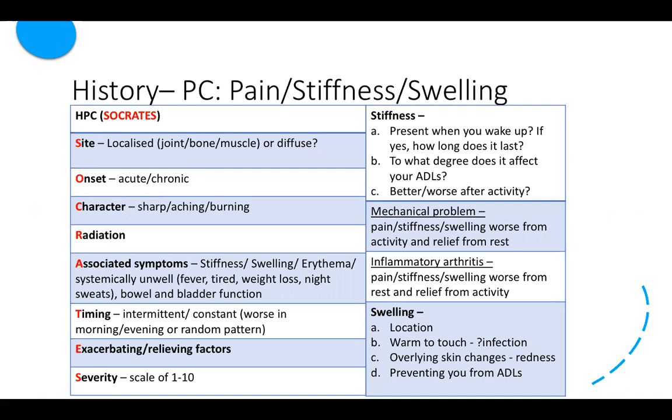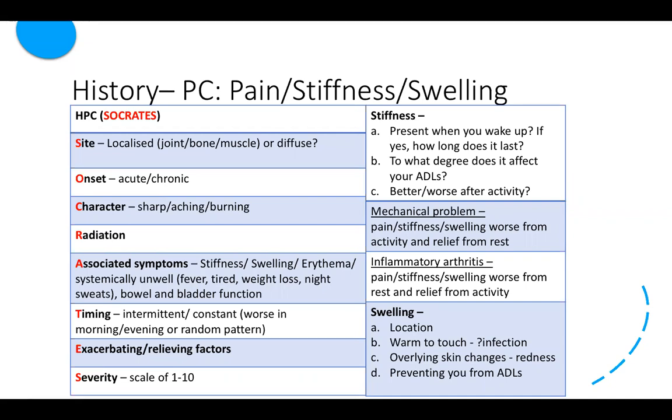Ask them, is this affecting your day-to-day activities? And to what degree is it affecting it? Can you not do them anymore? Can you still manage and push through the pain? And is it better or worse after activity? The activity part is important, because if it's something mechanical, like a sprain, or even if it's osteoarthritis, whether it's pain, stiffness, or swelling, it would be worse with activity, and it would get better from rest, as opposed to an inflammatory arthritis, which gets worse with rest and is better from activity. So these aspects of the history can actually point you to certain diagnoses and make it easier for you to help the patient.